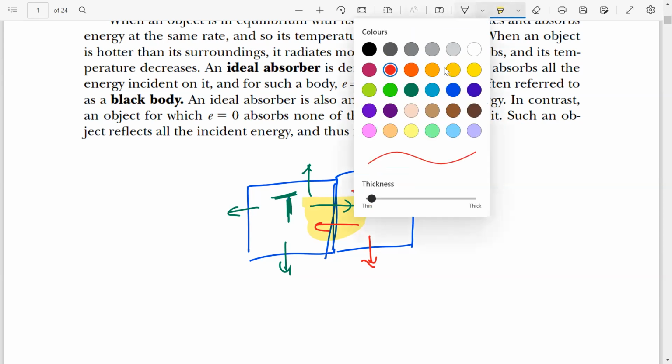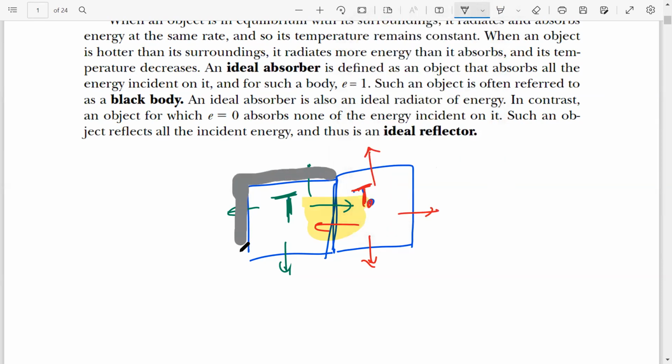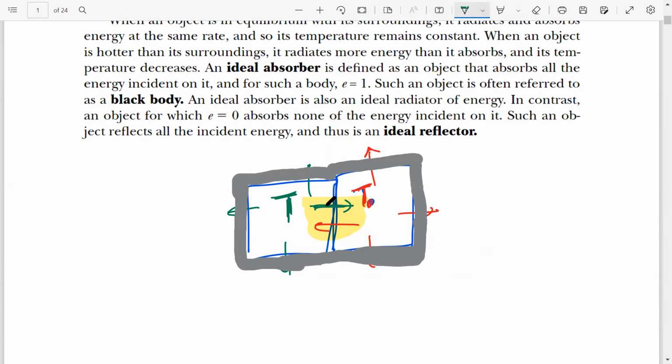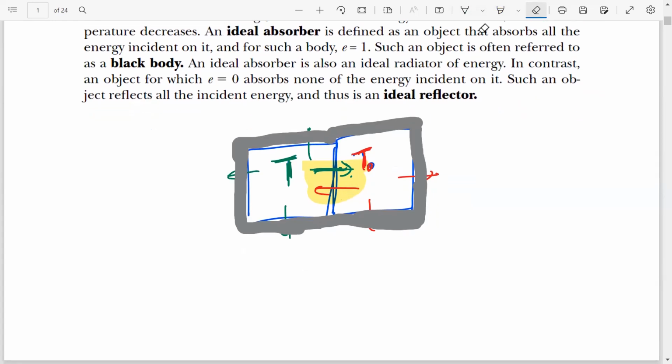Let's say you have an insulator around it, so that there's no heat or minimal heat transfer to the surroundings, only between these two objects. All the power that is being transmitted will then be through here. Let's ignore the fact that there is heat transfer to the surroundings. We just focus on this highlighted part.